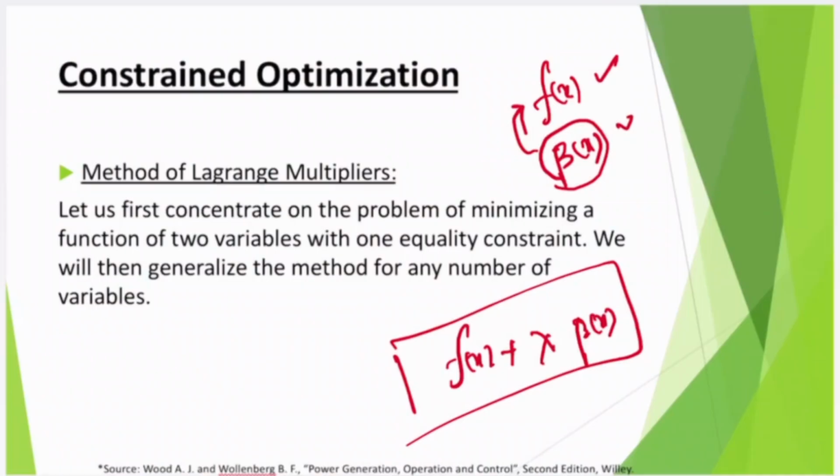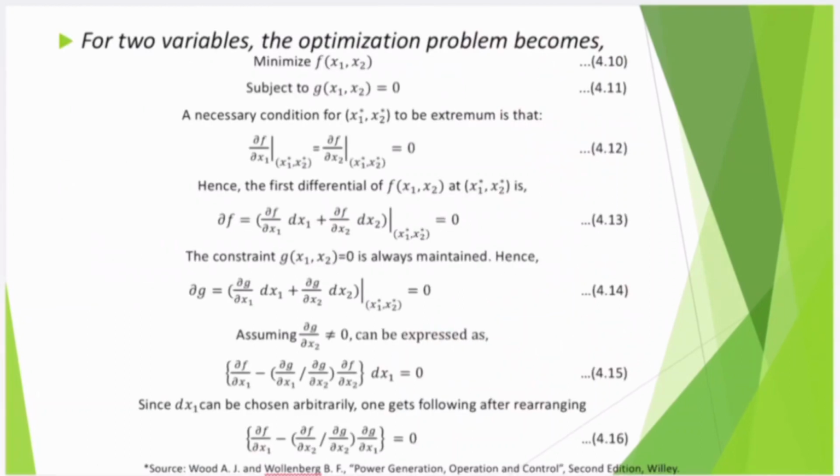Okay. So let us first concentrate on the problem of minimizing a function of two variables x1 and x2 with one equality constraint. We will then generalize the method for any number of variables. Okay. To understand, first two variables and one constraint. So what are those variables? x1 and x2.